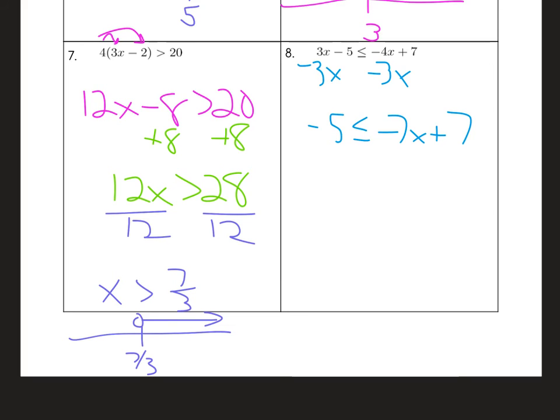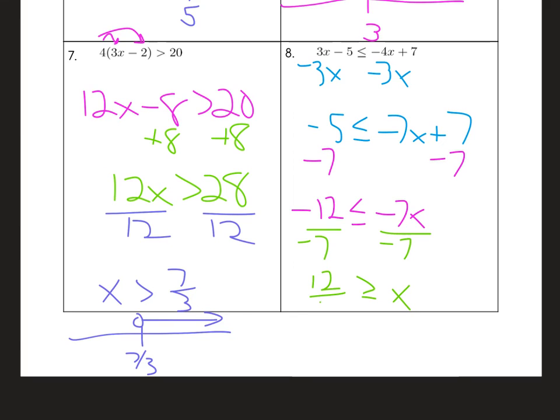Then I'm going to go ahead and subtract 7 from both sides. So negative 7x is greater than or equal to negative 12. And then I'm going to divide, but I'm going to divide by negative 7. Now, because I'm dividing by a negative, I got to flip the sign. So less than or equal to 12 sevenths. That's a weird number, but whatever, it's fine. So I divided by negative 7, so x is less than or equal to 12 sevenths.